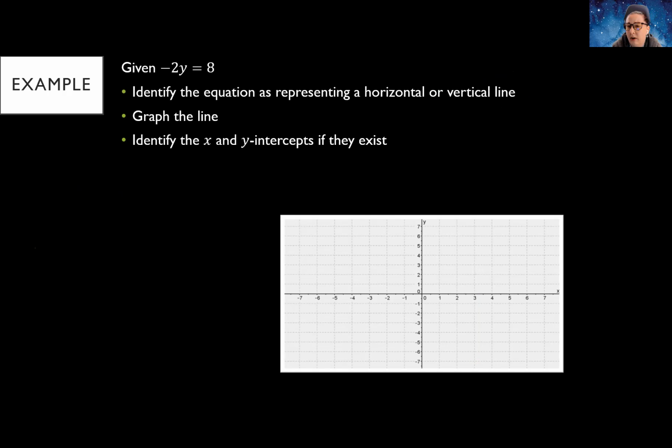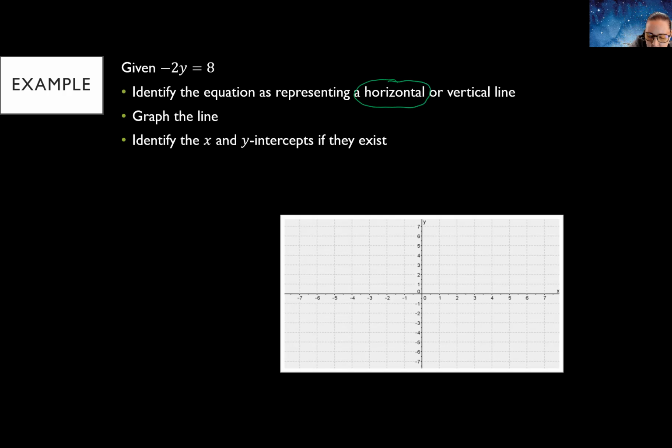Here we have the equation -2y equals 8. It's not a y equals or x equals like our other ones, but think about whatever letter they gave us. Y is a vertical axis, so this is actually going to graph the opposite. This is going to graph a horizontal line. That's how I think about it. Whatever the letter is that they give us, I look at the axis; the y-axis is vertical, so this graphs a horizontal line.